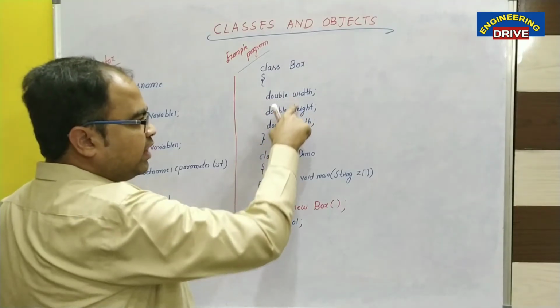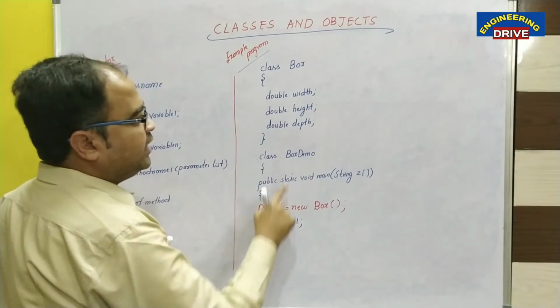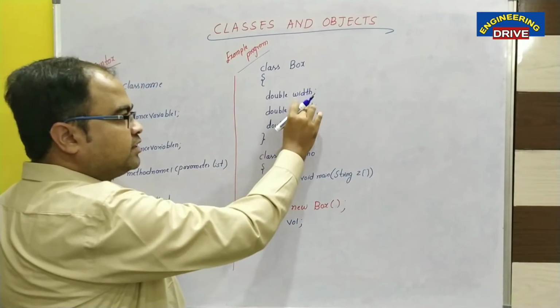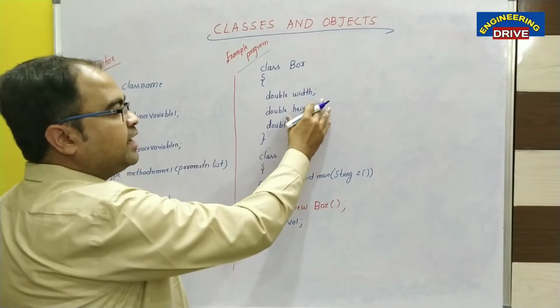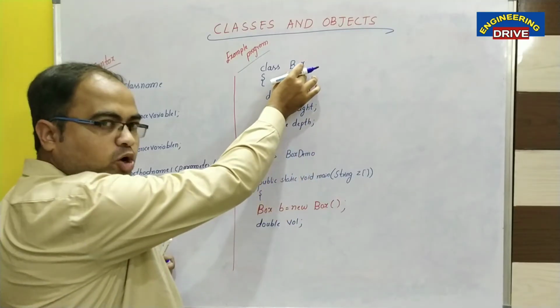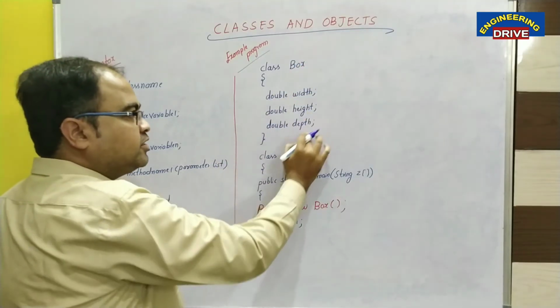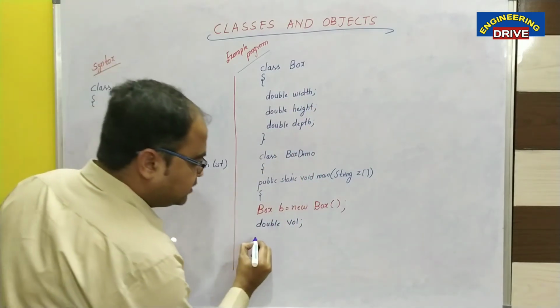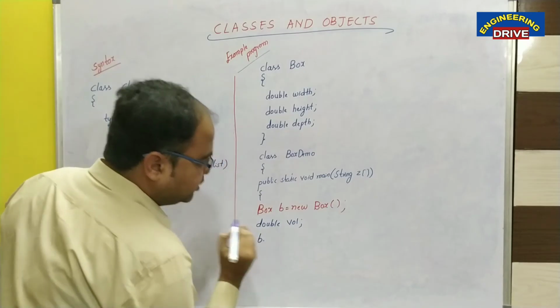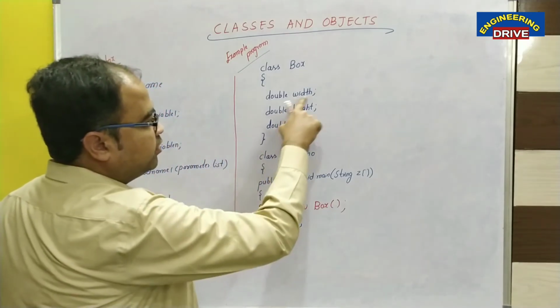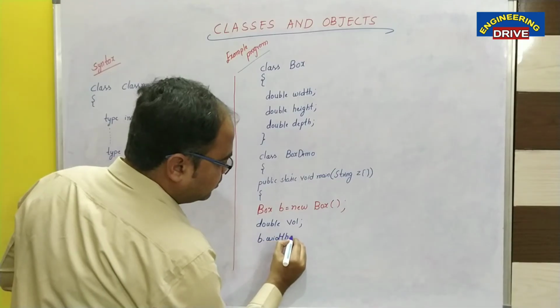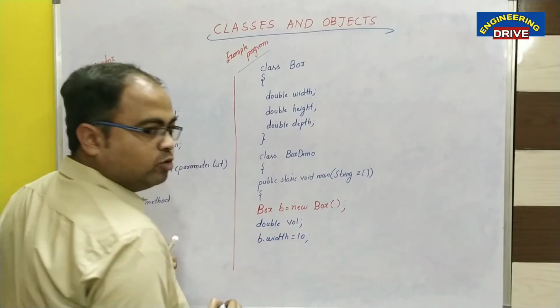So how can I give the values to these instance variables? Directly I can't write width is equal to, height is equal to, depth is equal to, because width, height and depth are instance variables belonging to class Box. In order to access these variables, I need to make use of the object. So by using the dot operator, b dot width, I am giving the value 10.